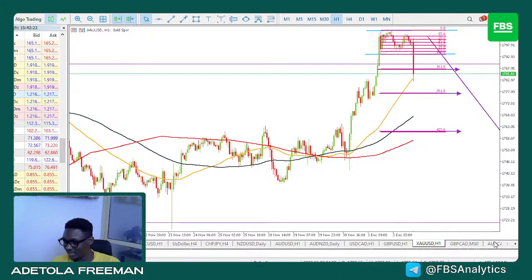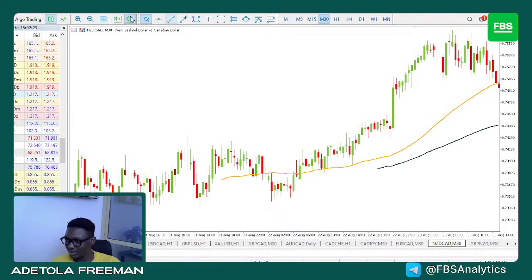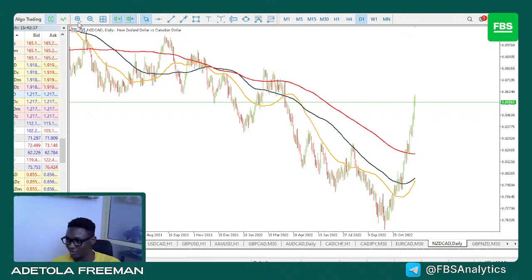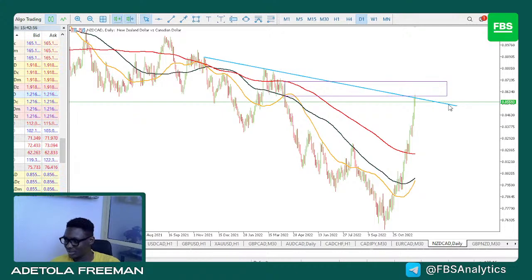All right, NZDCAD, let me see. So this is NZDCAD, daily time frame. I usually love to start from the daily time frame because it gives me a wider view of what's going on in the market. I can see that price is at a trend line resistance. There's also this huge supply order block. This was the previous break of market structure, at least towards that direction.